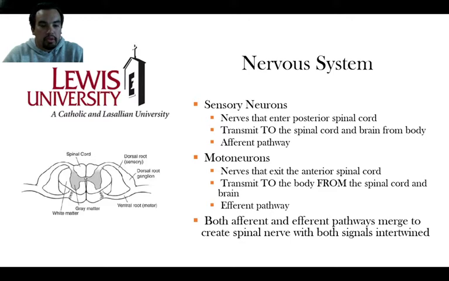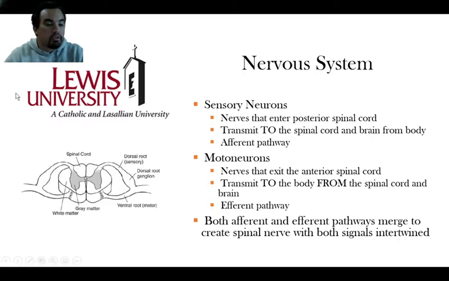Then we have motor neurons. These are nerves that exit the anterior spinal cord. And like I said earlier, they transmit to the body from the spinal cord and the brain. And these are the efferent pathways. So sensory is afferent, motor neurons are efferent.